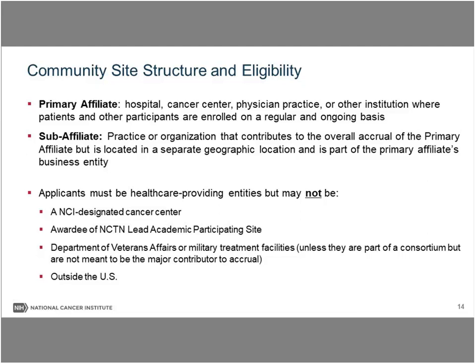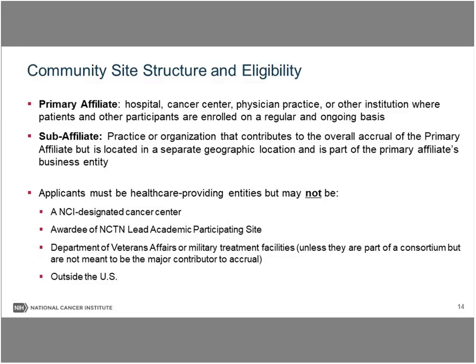In terms of community site structure and eligibility, this is a change in nomenclature for existing sites, but for new sites, the terms that we're using for the components of the program are the hospitals, cancer centers, physician practices, and other institutions that enroll patients on a regular and ongoing basis. Sub-affiliates are practices or organizations that also contribute enrollment, but this goes to the primary affiliates, but it's located in a separate geographic location and is a part of the primary affiliate's business entity.